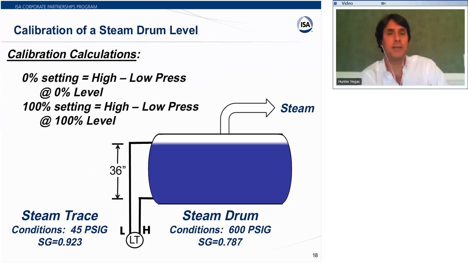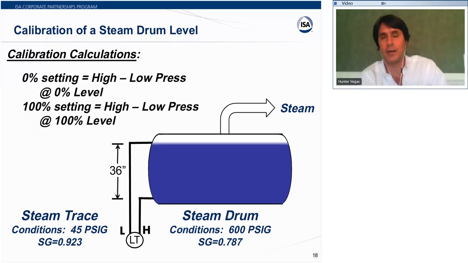So let's do those calculations and figure out exactly what this particular steam drum would be calibrated to. I've given you that the conditions are 600 pounds of steam. The backcourt gravity is 787. We're using 45 pounds saturated steam to heat trace it, so that gravity is 0.923. Now we have everything we need.